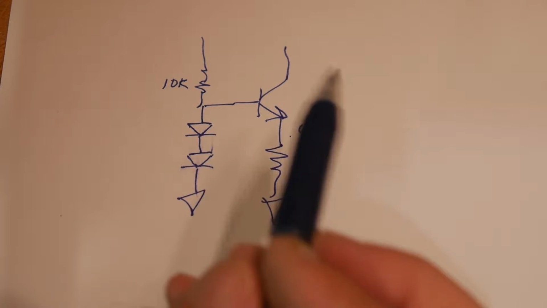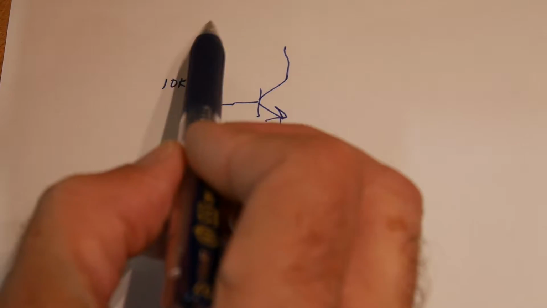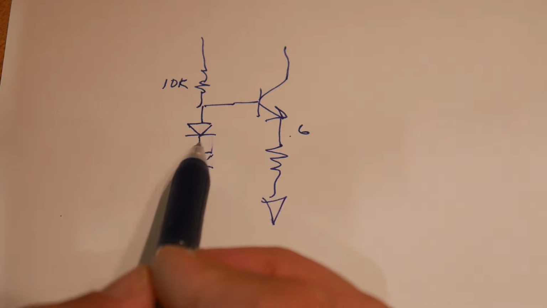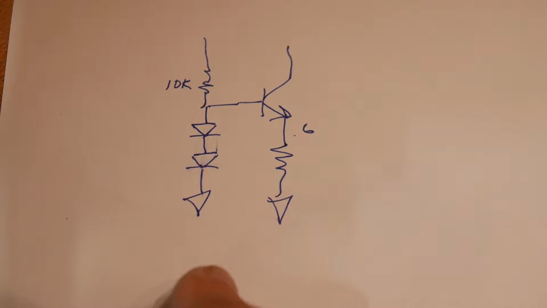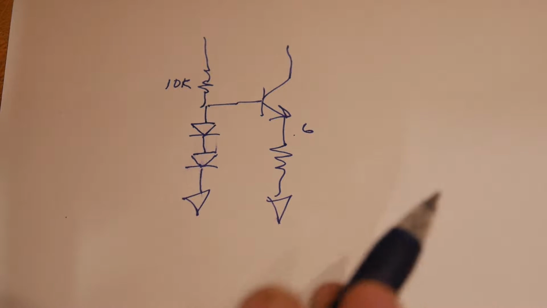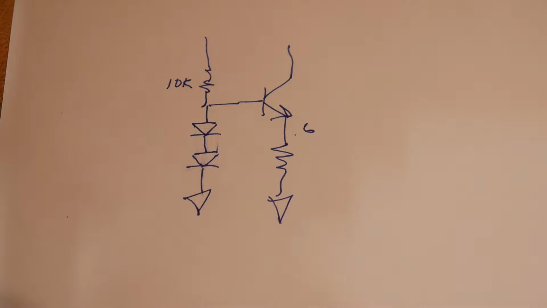But it will be pretty intolerant if we go from 5 volts to 6 volts. This voltage here won't vary much. It'll vary a little bit, but it won't vary as much as it normally would have. So let's build this circuit and see how it does.